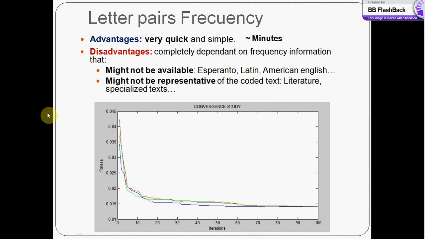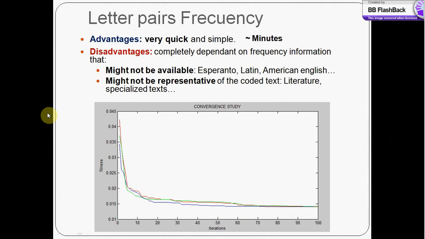The advantage is that this method is very quick, and the disadvantage is that it is completely dependent on the quality of the frequency information, such as if I am decoding, I don't know, specialist text such as a scientific essay, my frequency data might not be accurate.